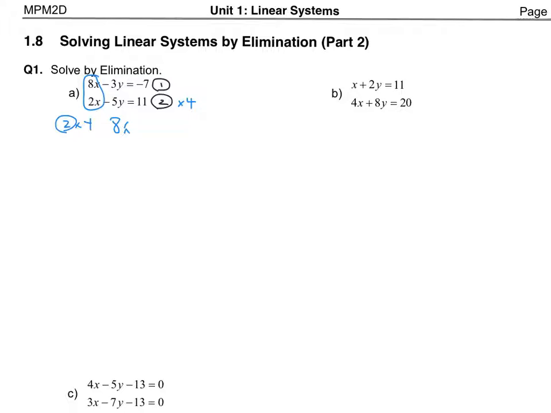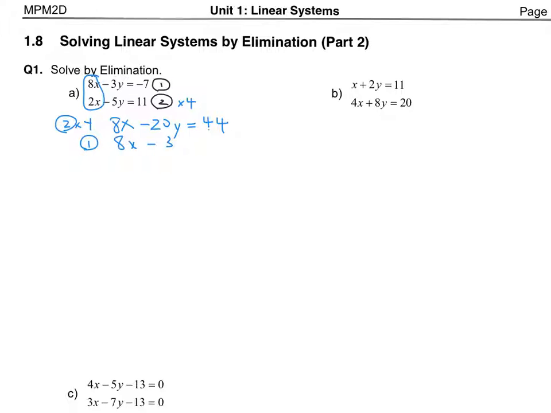Let me try that again. 8x minus, and then 4 groups of 5 is 20, so 20y equals, and then 4 groups of 11 would be 44. I'm having trouble here with my stylus, getting used to this new one. 44, there we go. All right, that's equation 2. I'm just going to rewrite equation number 1 underneath it.